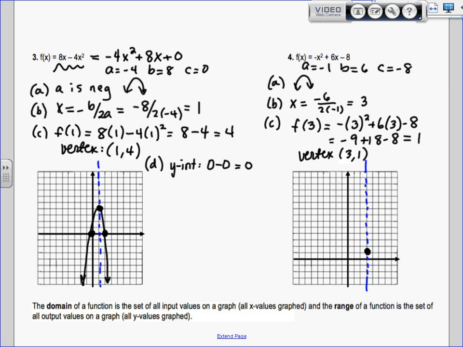Yep. So how did you find the 3? I did -b over 2a. I did this formula. So my b was -3. Oh, and then this c.